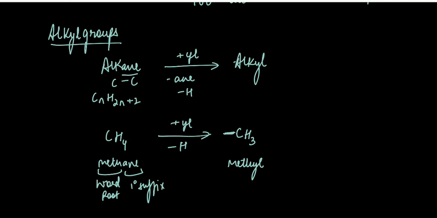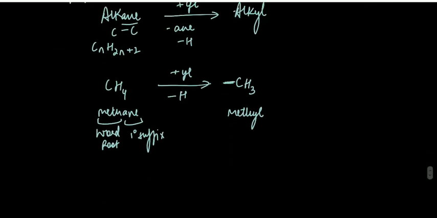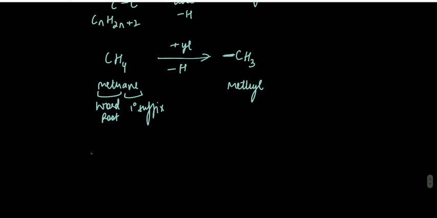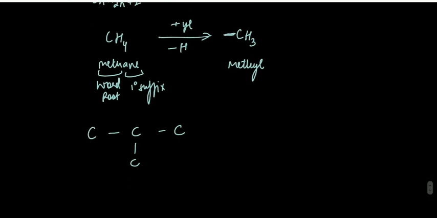Similarly, if we have a continuous chain of two carbons attached to the main parent chain, that will become ethyl, then propyl, butyl, like that. So we'll take one simple example. This is a very simple example that we are taking right now. If we talk about this structure, the first thing is that every carbon can form a maximum of 4 covalent bonds. This is a condensed formula. This is not a structural formula. We can make a structural formula also.